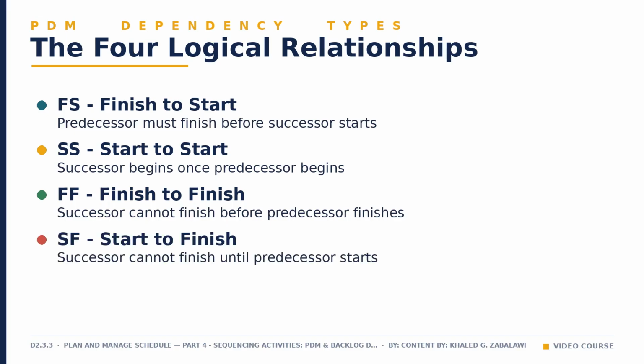Start to finish is the rarest relationship you will encounter. It means the successor cannot finish until the predecessor starts, and you will mostly see it in specialized scheduling, such as a night shift that cannot end until the day shift officially begins. It exists in the method, but it appears far less often than finish to start.